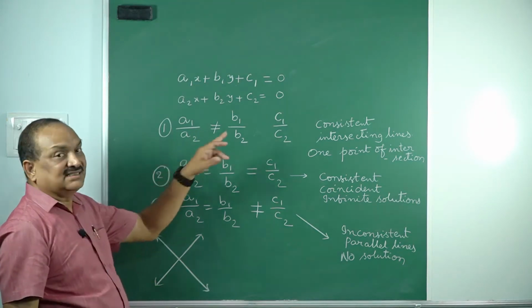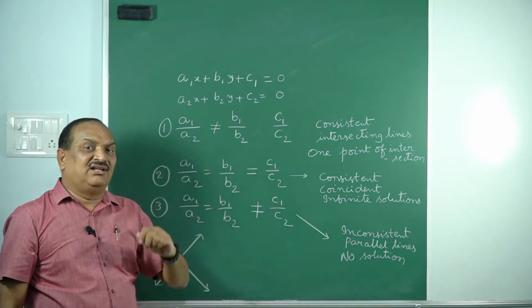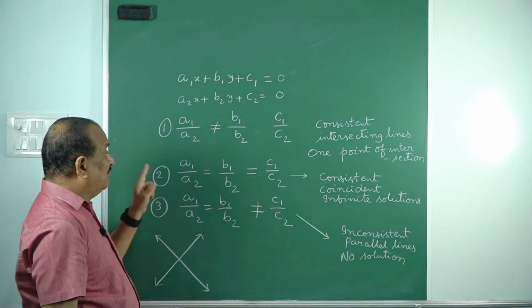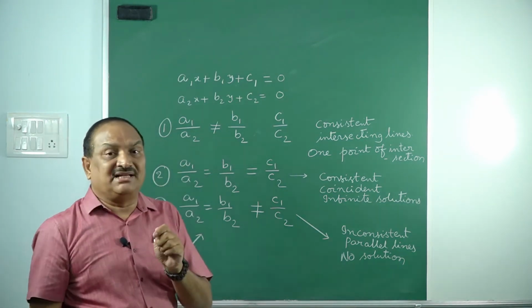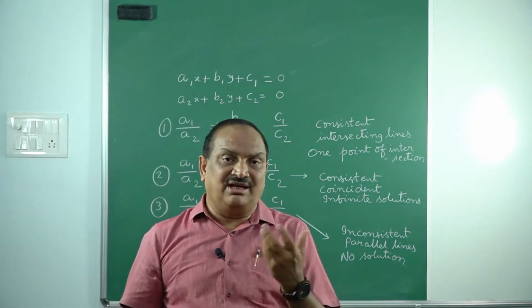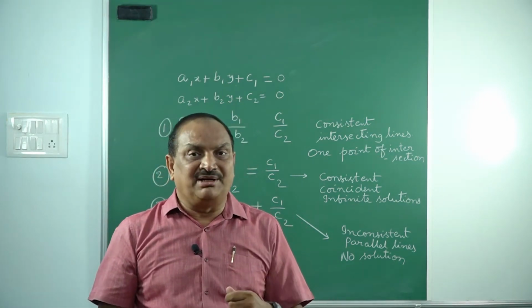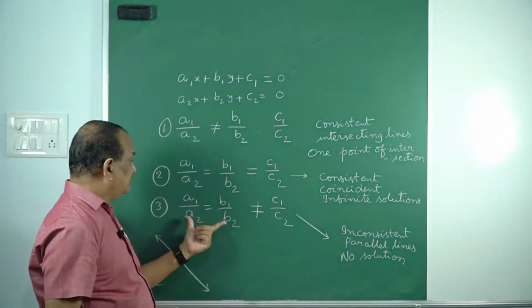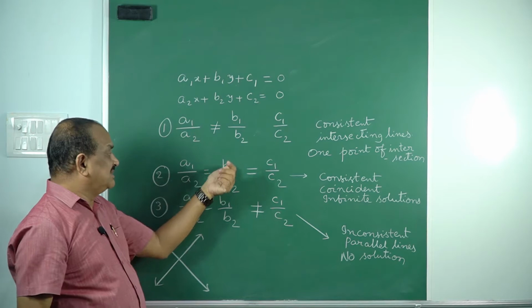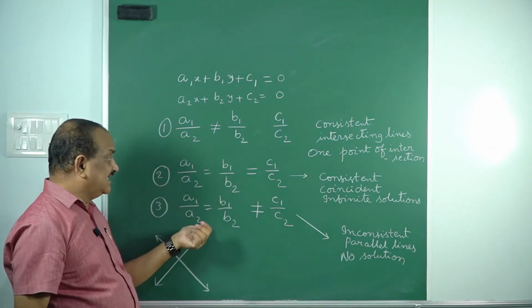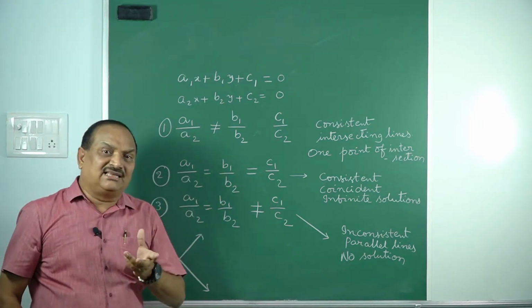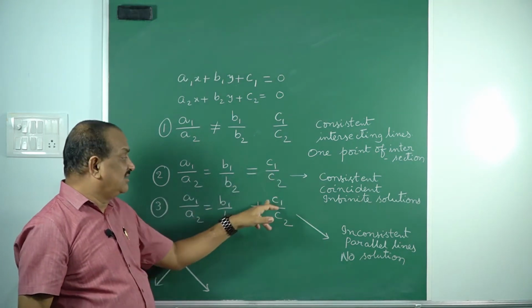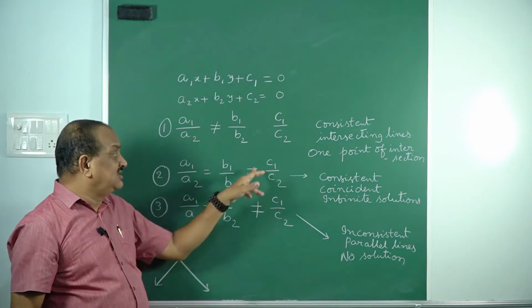Okay, first case. How do you get the first case? If A1 on A2 is not equal to B1 on B2, you can have this conclusion. But by any chance, if the first two ratios are the same, like A1 on A2 is equal to B1 on B2, now there is a question, you have to wait for some time. So these two are equal, A1 on A2 is same as B1 on B2 in both the cases, here and here. Then you should look at the third ratio. Is it also equal to C1 on C2, or is it not equal to C1 on C2? Okay, these two are different cases.